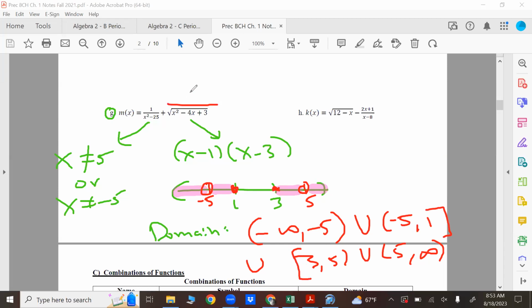Now, what if it was like 1 over that radical? Then you don't include them, obviously, right? Because you can't. But we didn't have that.